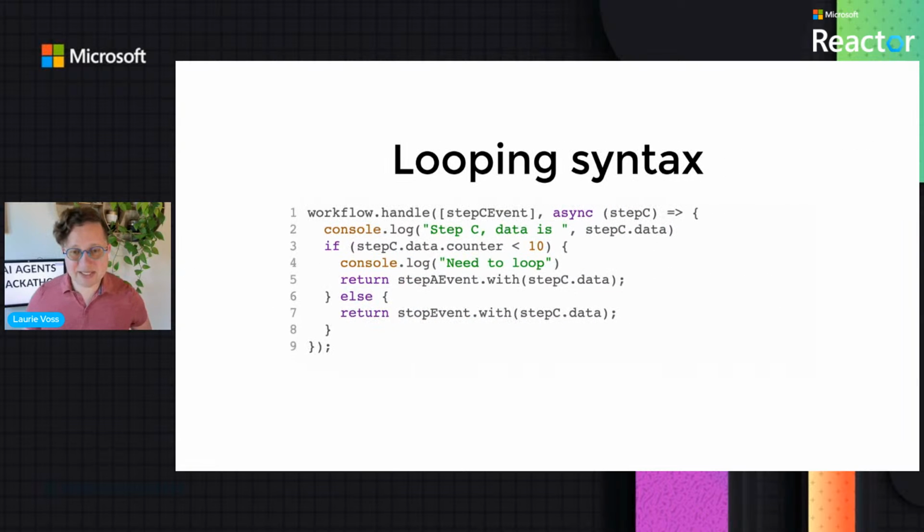Imagine a chain with steps A, B, and C. Here in our C step, we examine some condition, in this case a counter, and if we need to loop, we emit the start event all over again. That's it. Event-based coding is really nice that way. You could emit any of the relevant events to go back to that event. You don't always have to go back to the start.